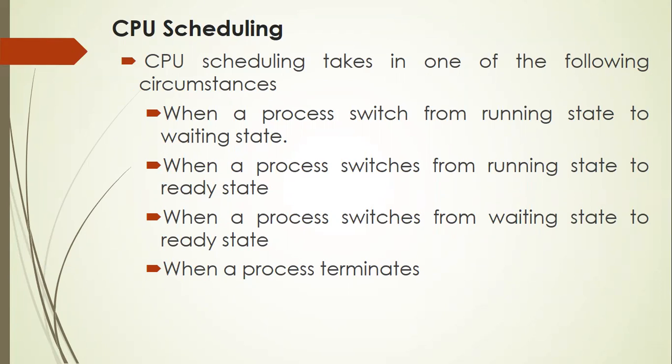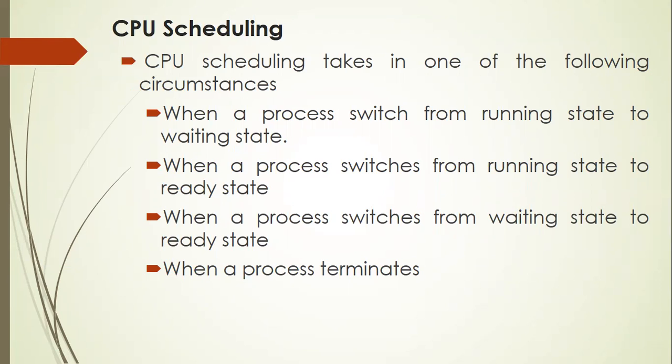And the last one is when a process terminates. After the execution of the current process is over, automatically the CPU picks up the next process in the ready state. So during this situation also, the CPU moves from one process to another process. So these are the four circumstances where the CPU switches from one process to another process.